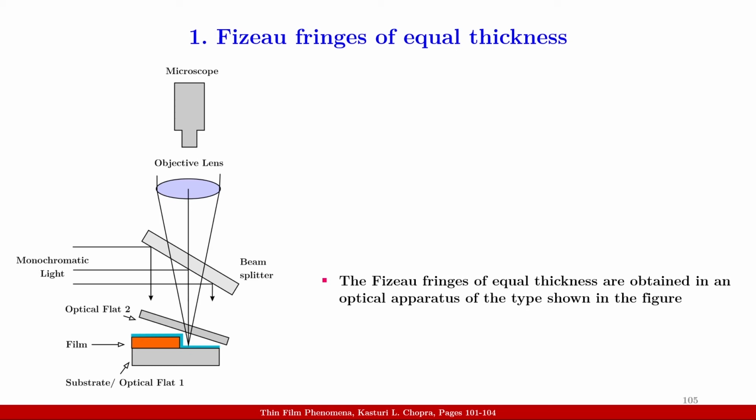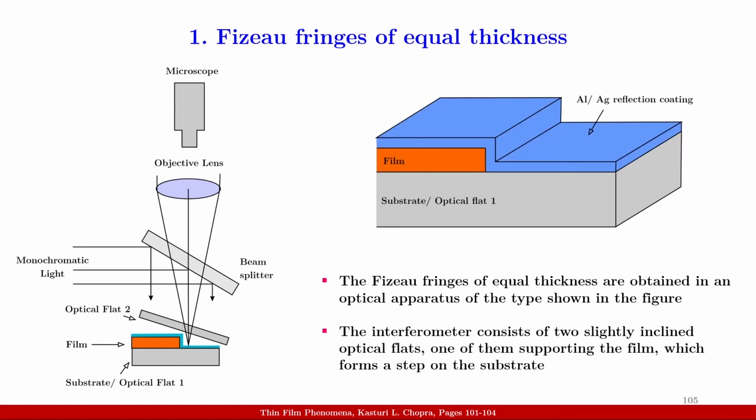The Fizeau fringes of equal thickness are obtained in an optical apparatus of the type shown in this figure. The interferometer consists of two slightly inclined optical flats, that is optical flat 1 and optical flat 2, one of them supporting the film, which forms a step on the substrate. So this part of the instrumentation is zoomed in here. You can see that the film is deposited on the substrate or the optical flat 1 in a step-like fashion.